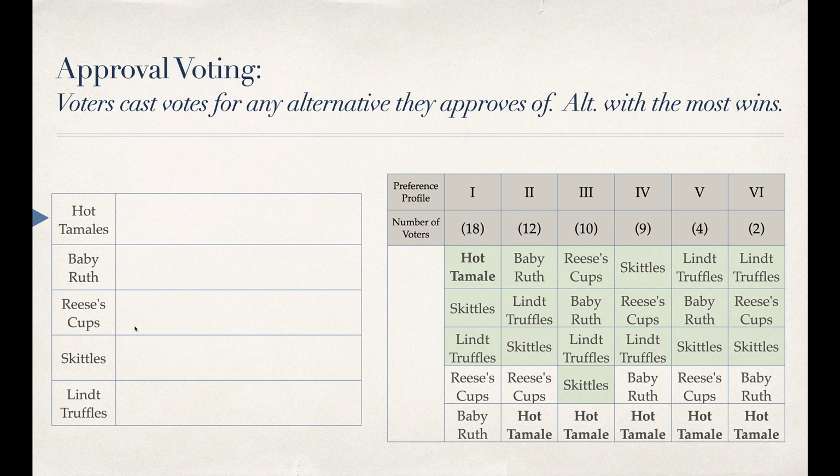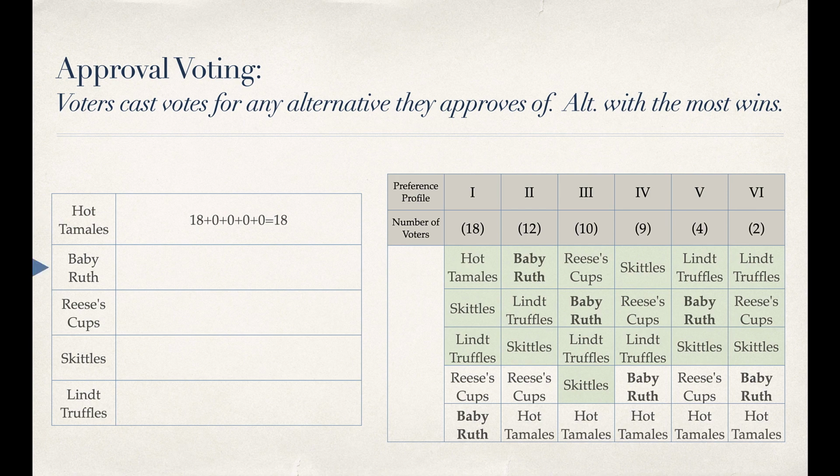So I'm just going to go through each of these and show you how to do the approval vote. So let's take Hot Tamales. There are 18 people who vote yes, so it gets 18 votes. The rest of the groups vote 0 for it. It's below their threshold. So the vote total for Hot Tamales is 18 plus 0 plus 0 plus 0 plus 0 plus 0 equals 18. There are 18 votes under approval voting for Hot Tamales.